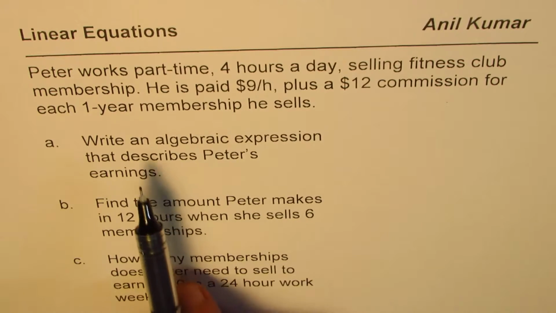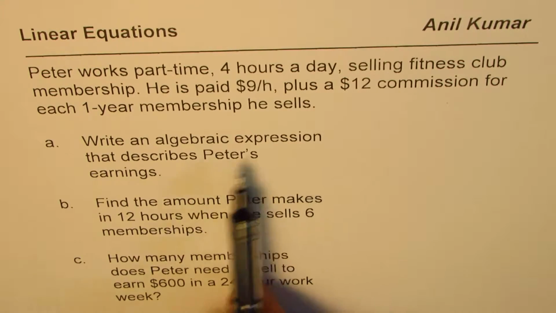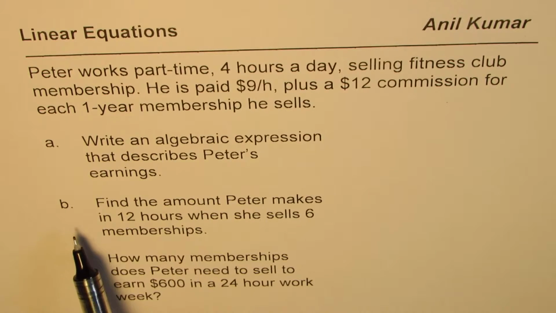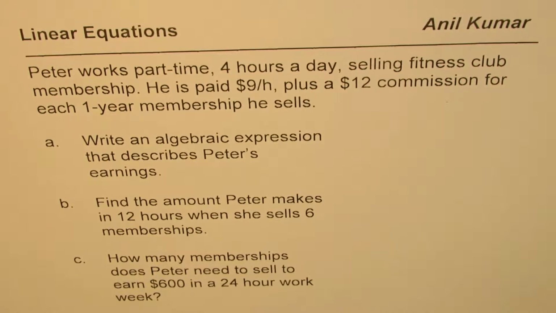The first one is, write an algebraic expression that describes Peter's earnings. Part B is, find the amount Peter makes in 12 hours when he sells 6 memberships. And part C is, how many memberships does Peter need to sell to earn $600 in a 24-hour work week? You can always pause the video, answer the question, and then look into my suggestions.